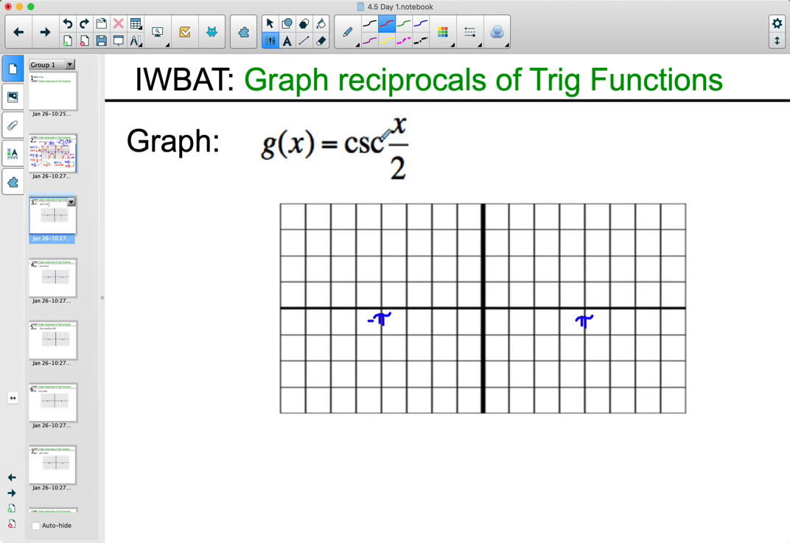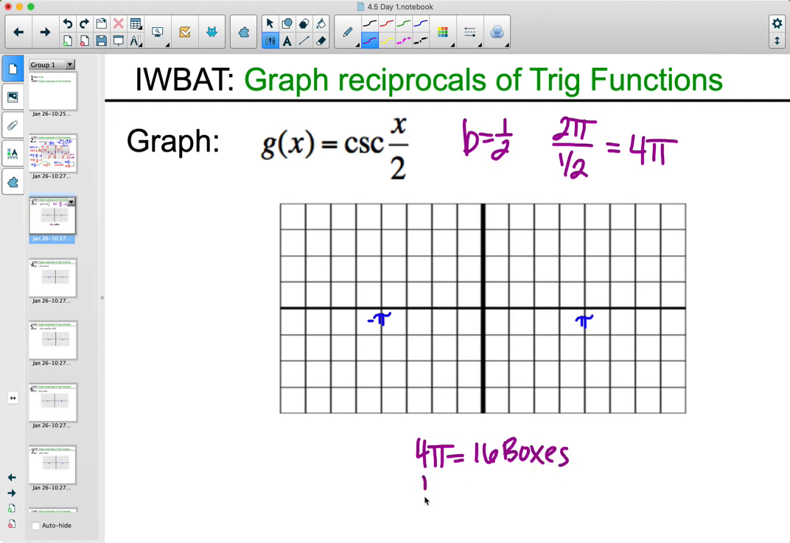So if we have a period change here, cosecant, again, is 1 over sine. So we're going to graph the sine function, and we're going to deal with the period change here. So your b value is 1/2. So your period is going to be 2 pi divided by 1/2, which is 4 pi. Okay, so count and figure out how big 4 pi is on this graph. So here's 1 pi at 4 boxes. So 4 pi is going to be 16 boxes. A fourth of that is 4 boxes.